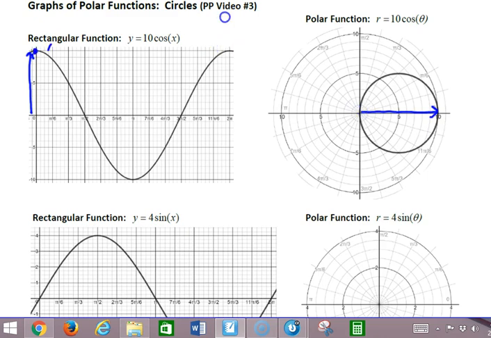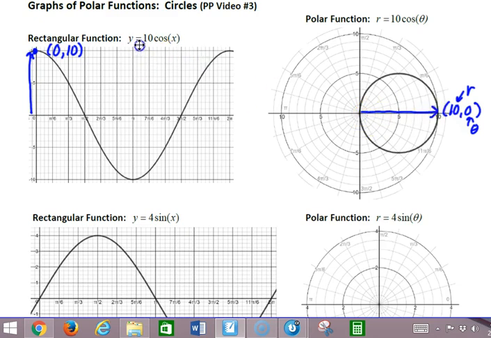This point would be the point (0, 10). In polar form, we would write that in the other order, (10, 0), 0 being the number of radians, this would be the angle, and 10 being r. So at 0 degrees, we're at 10, and the radius is 10 here.